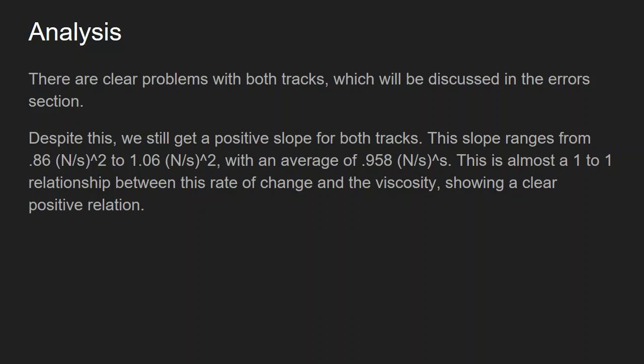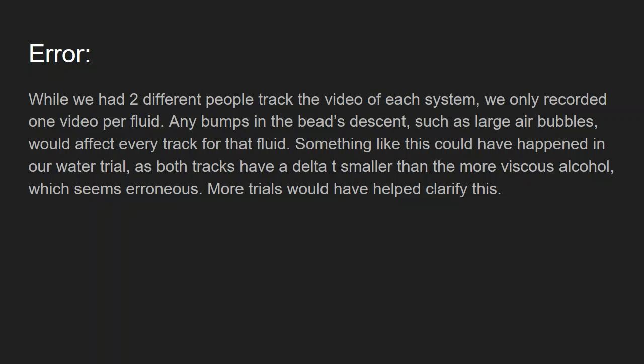This slope ranges from 0.86 newtons per second squared to 0.106 newtons per second squared, with an average of 0.958 newtons per second squared. This is almost a one-to-one relationship between the rate of change and the viscosity, showing a clear positive relationship. There are several things in this lab that could have caused error.